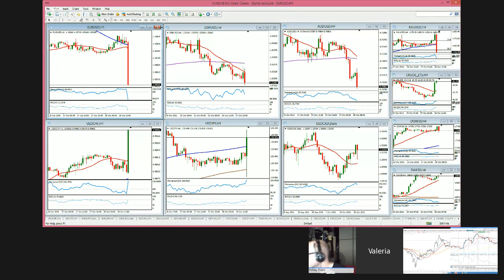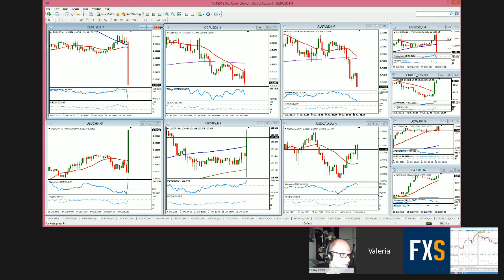Well, I'm still stunned by what's going on with gold. Take a look at the chart, guys. We lost almost 30 bucks there. Gold is following the euro in its way down.